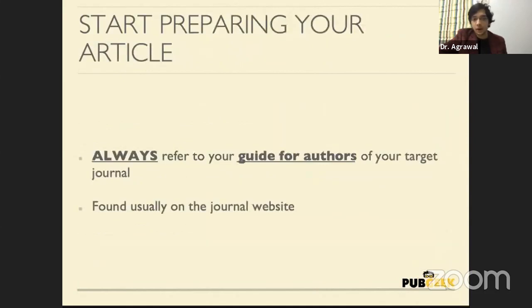So then you can start preparing your article. Always refer to the guide for authors of your target journal, right? So once you've established that, okay, this journal number 1 is something that I really want to publish in, and I have the capability, my research has the capability to publish it in that particular journal.